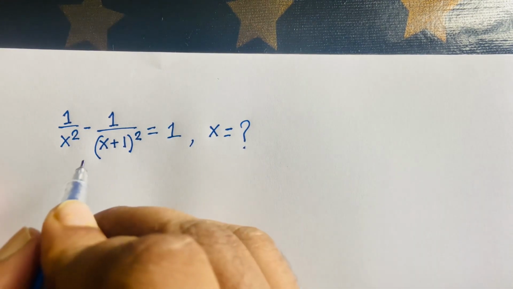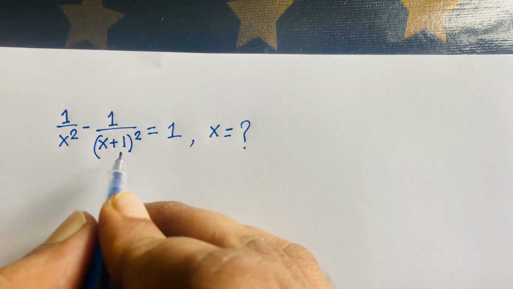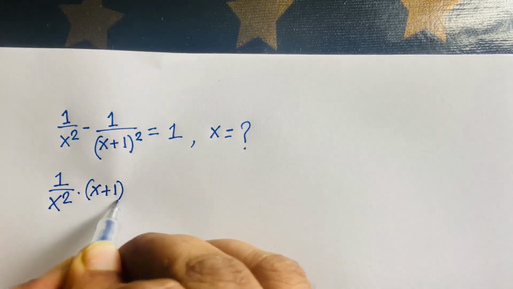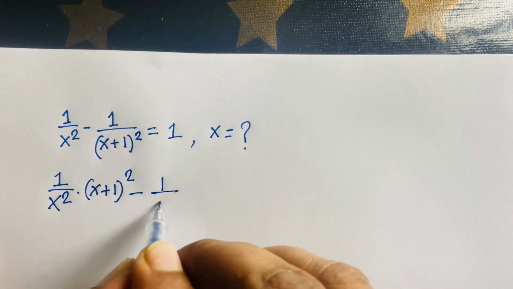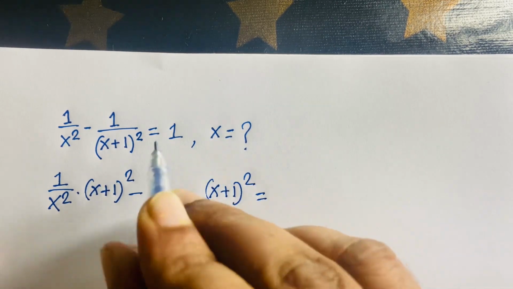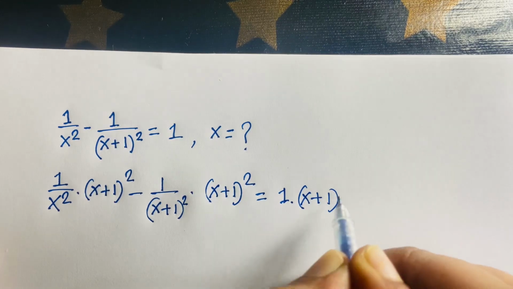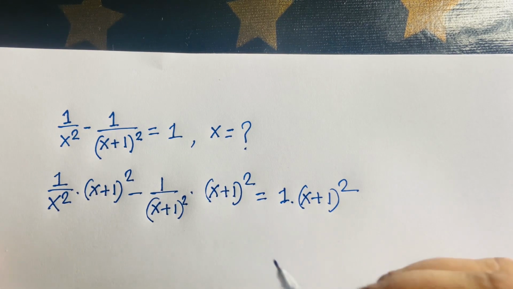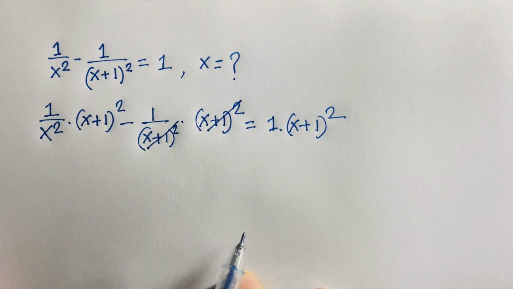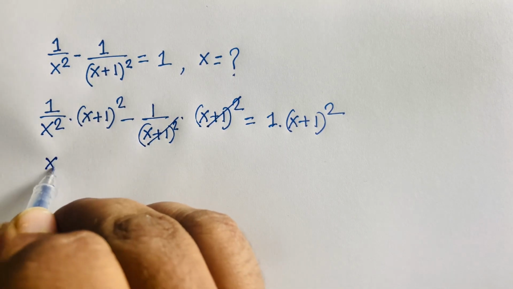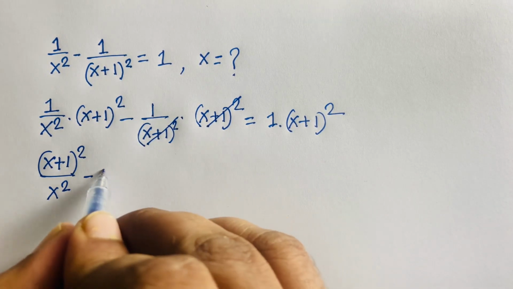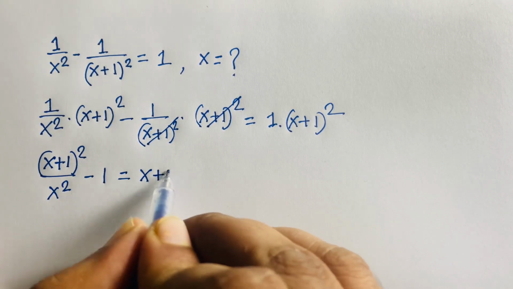So first of all, I multiply both sides by (x plus 1) whole square. This time I can see easily 1 over x square times (x plus 1) whole square minus 1 over (x plus 1) whole square times (x plus 1) whole square is equal to 1 times (x plus 1) whole square. Then I can say this value and this value cancel. So we'll find out here is this times this, it will be (x plus 1) whole square over x square minus 1 is equal to (x plus 1) whole square.